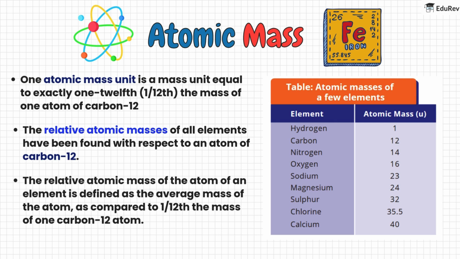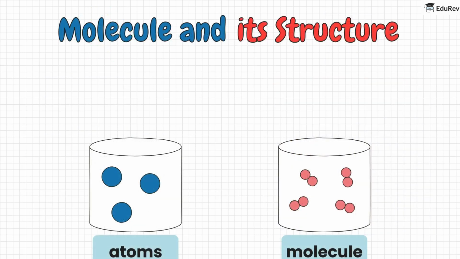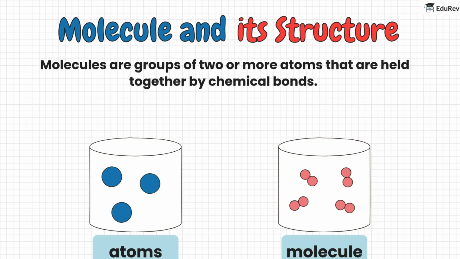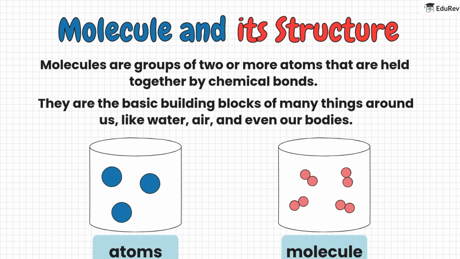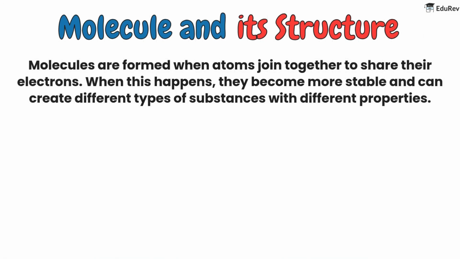Students, let us learn about molecules and their structure. Molecules are groups of 2 or more atoms that are held together by chemical bonds. They are the basic building blocks of many things around us, like water, air, and even our bodies. Molecules are formed when atoms join together to share their electrons. When this happens, they become more stable and can create different types of substances with different properties.